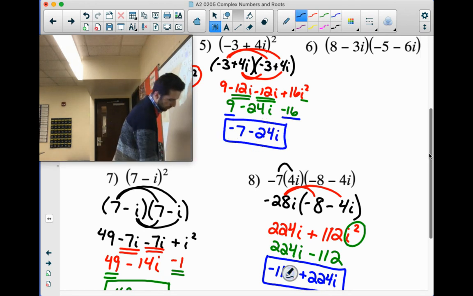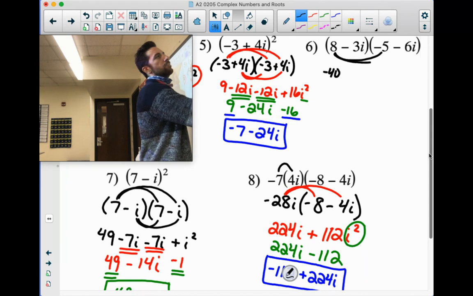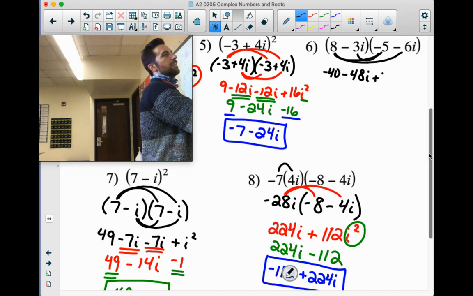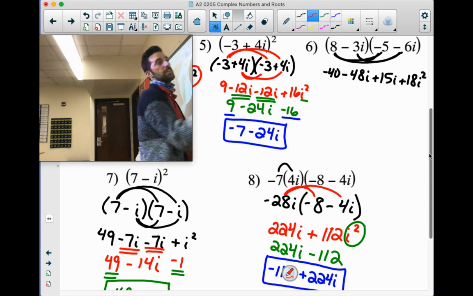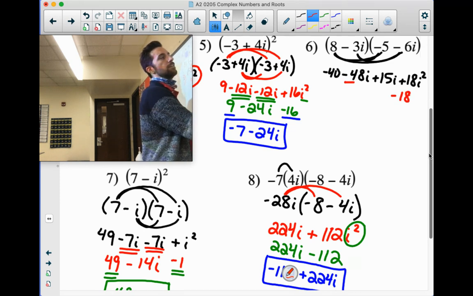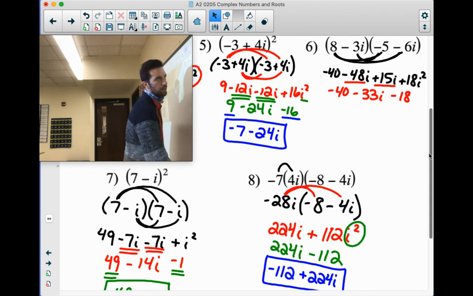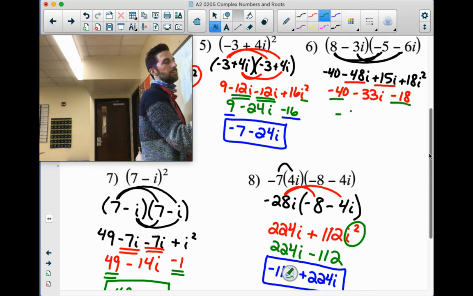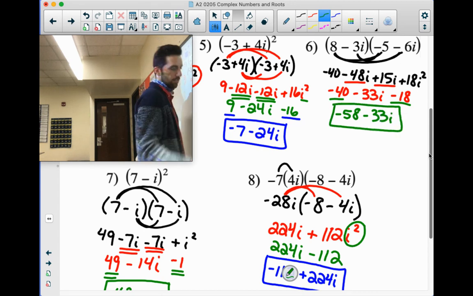Okay, last one. If we were to FOIL, first 8 times -5 is -40. Outside we have -48i. Inside we have +15i. And last we have +18i squared. i squared is -1 times 18 is -18. -48i plus 15i would be -33i. And we have the -40 in front. We can combine the -40 minus 18, give us -58 minus 33i. Phenomenal.